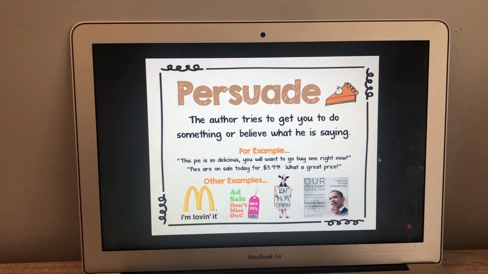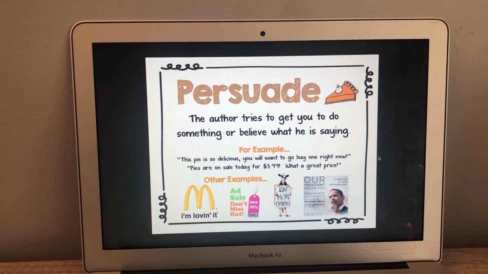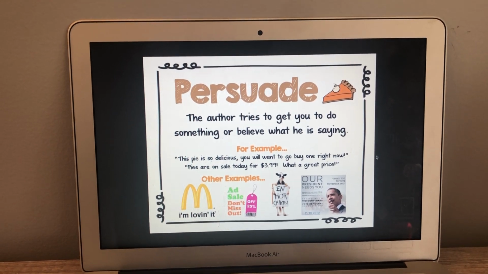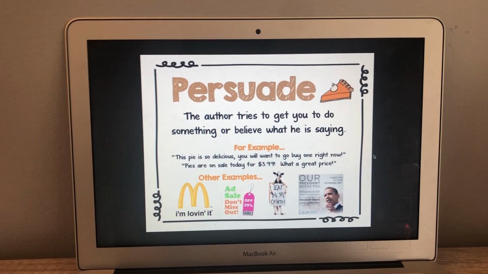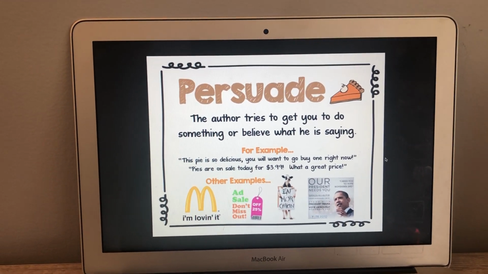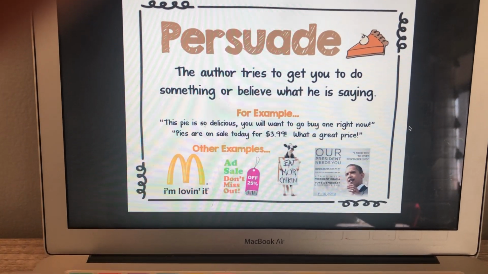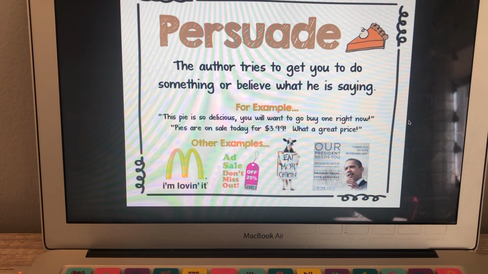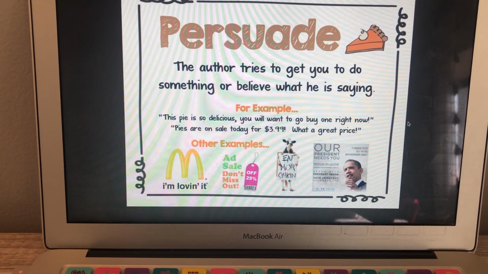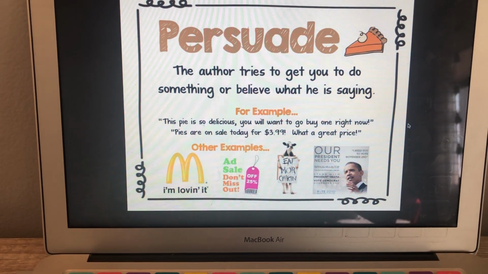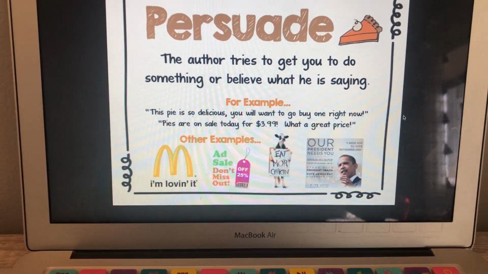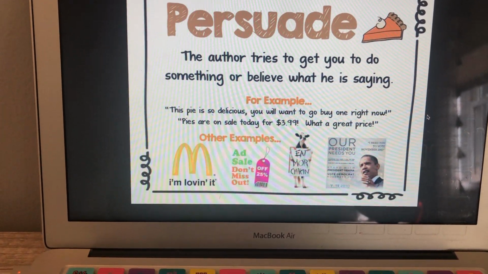Sometimes authors write books because the author tries to get you to do something or believe what he's saying. For example, the author might write, "This pie is so delicious. You will want to go buy one right now. Pies are on sale today for $3.99. What a great price." So that author is trying to get you to buy pie.